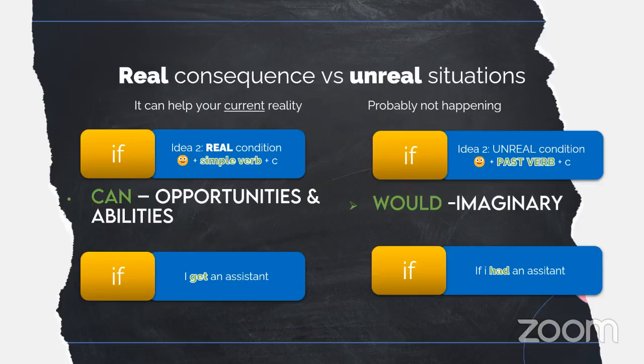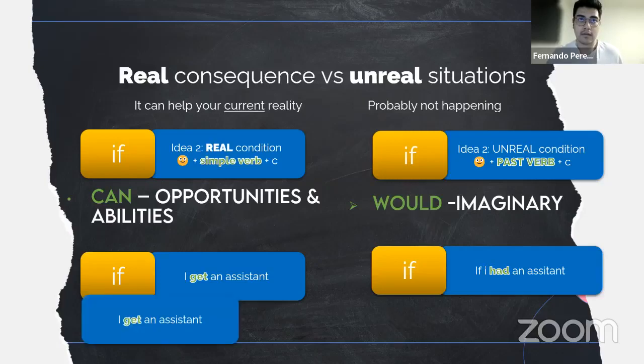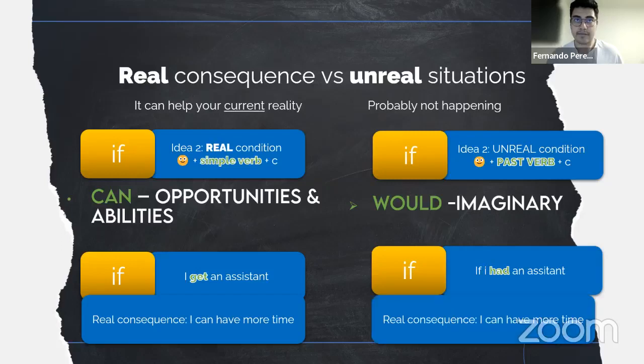Yes, teacher. Perfect. Present versus past. Let's practice. Okay? In this case, the consequence would be real consequence. And the unreal consequence?